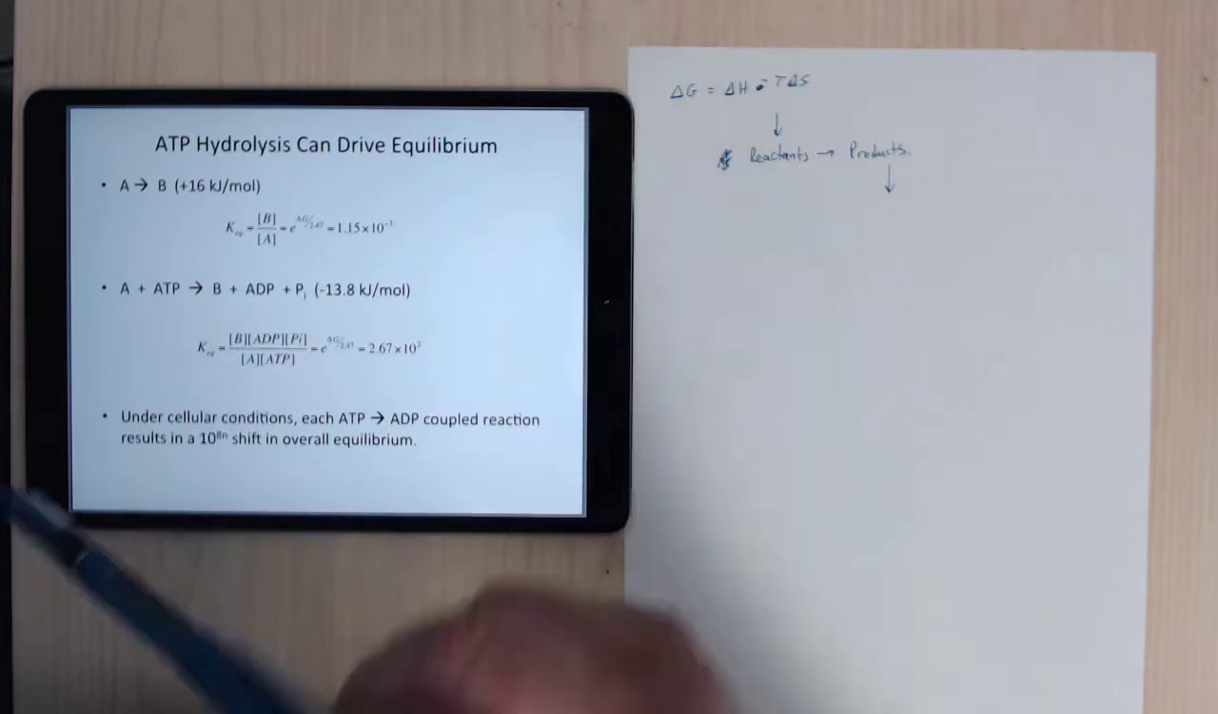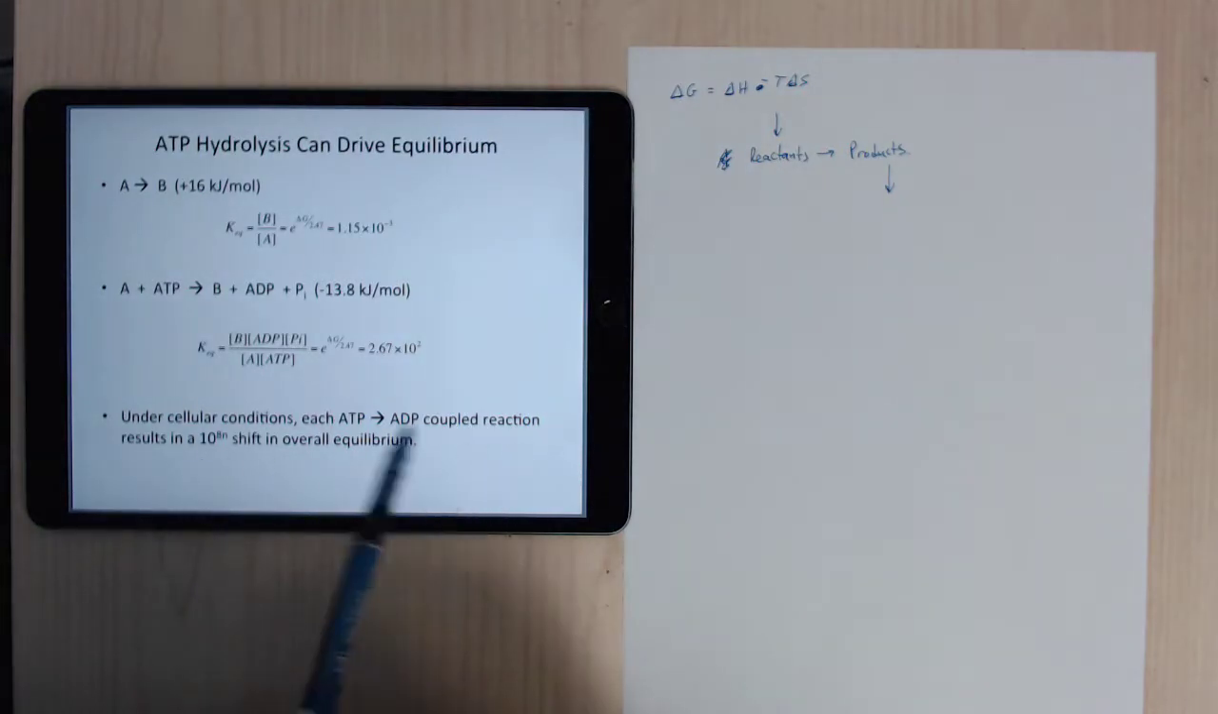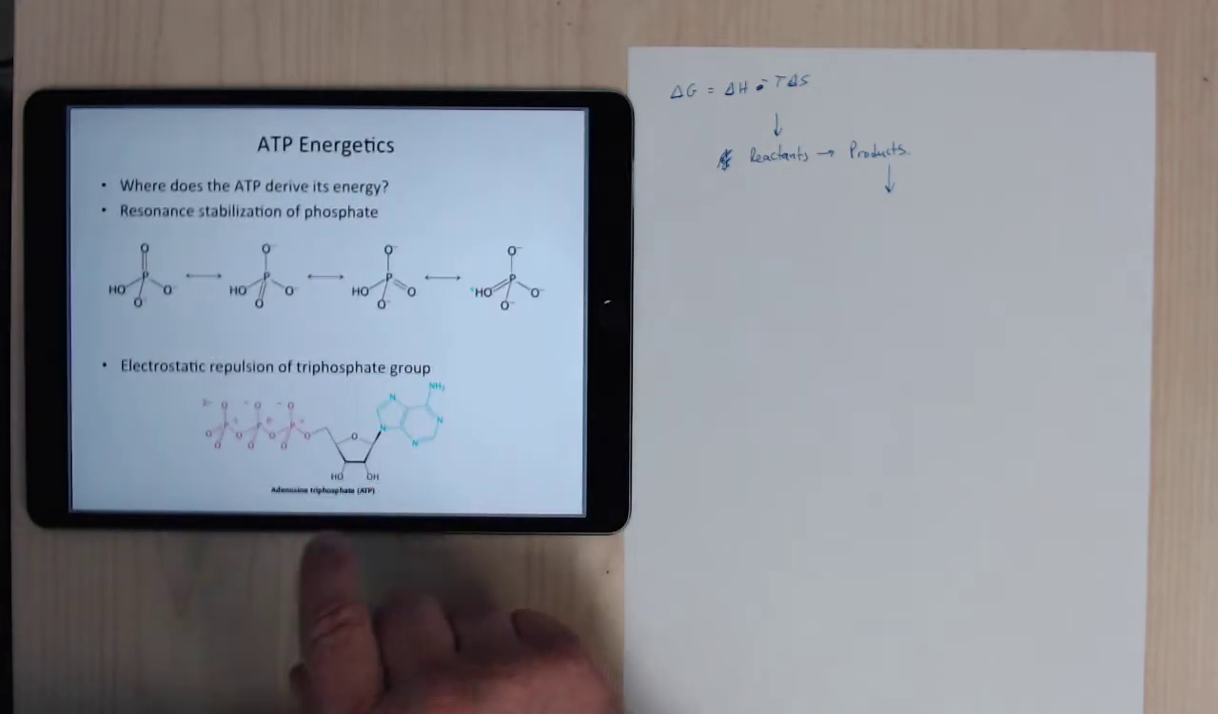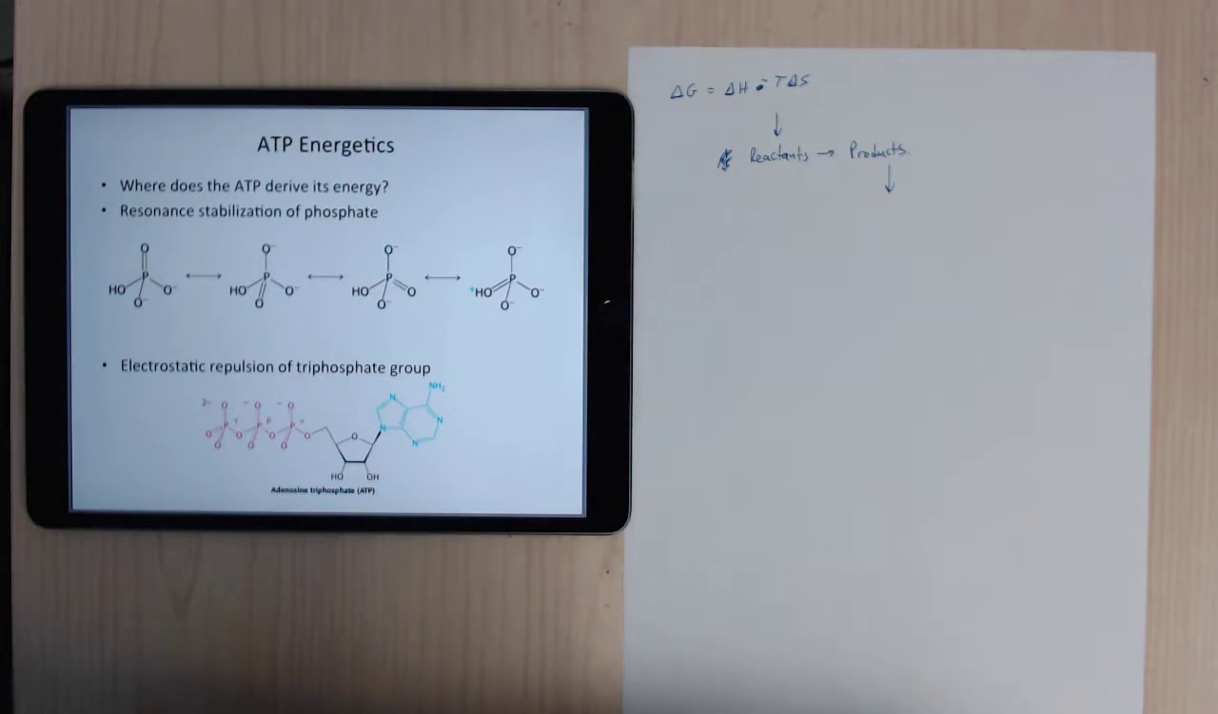So you can get a couple of reactions. So you can get a much higher... So I think this N, if I remember right, is for how many ATP hydrolysis you have, stuff like that. So in order to be able to push the equilibrium. So why is it so energetic to do this?